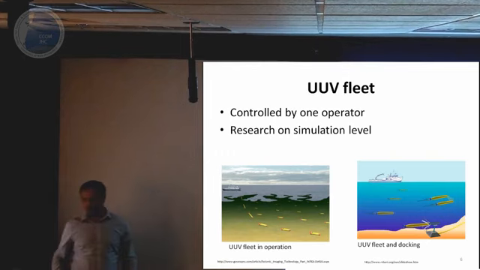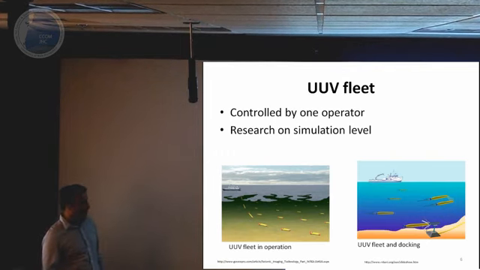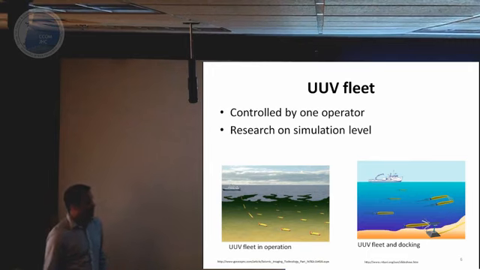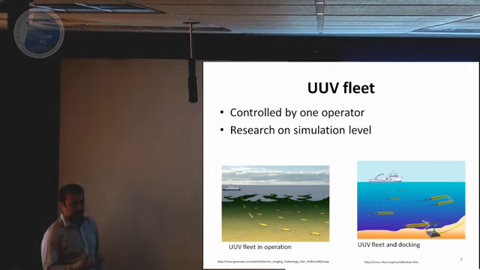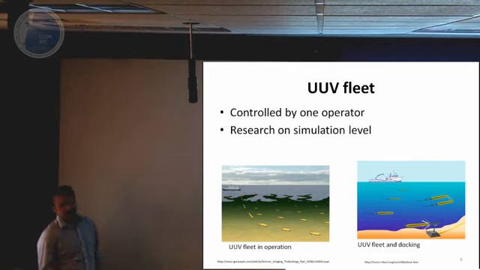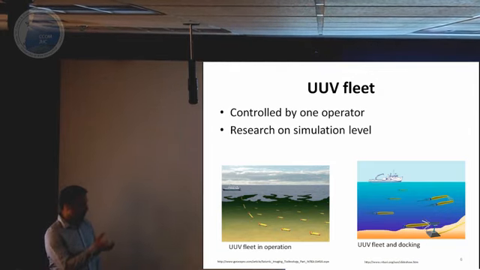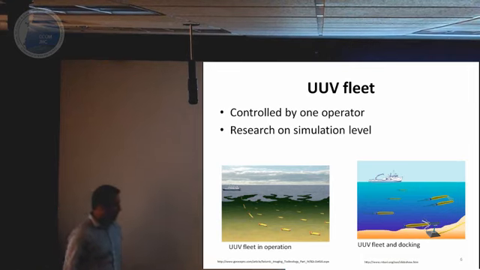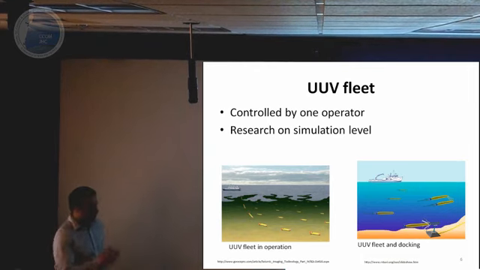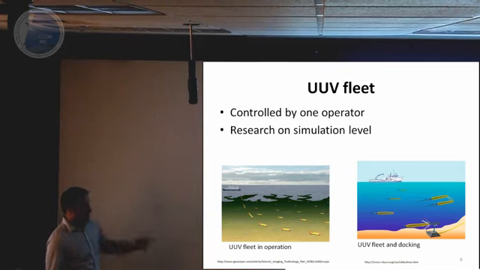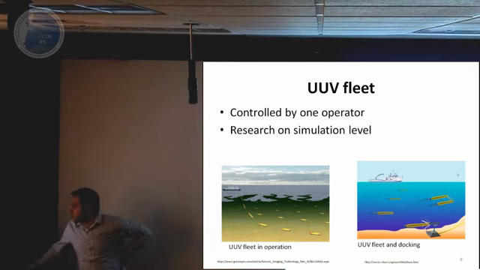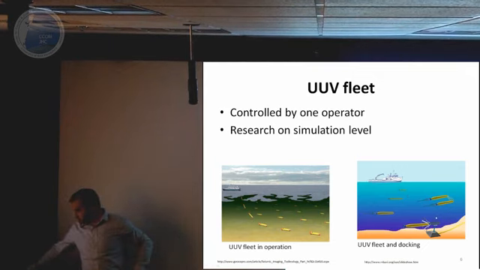So the possibility of using more than one UUV, more than one unmanned underwater vehicle, is pretty exciting, because the tasks that I mentioned in the previous slide can be done much faster if more than one vehicle is utilized. So here we see pictures of a UUV fleet in operation, basically an army of UUVs going somewhere with a specific formation. And on the right picture, we see two AUV systems communicating with each other, and here they are in formation, and one of them is in docking stage.